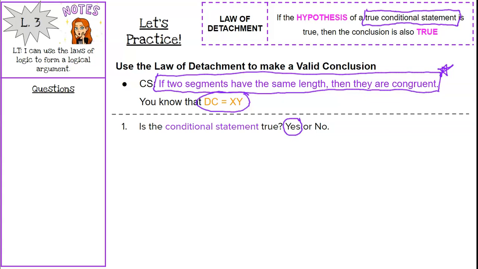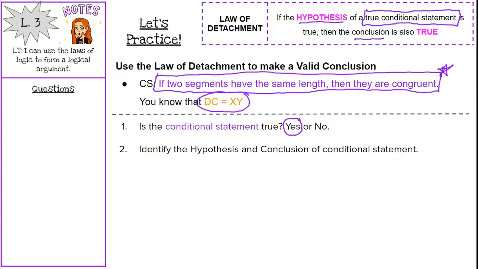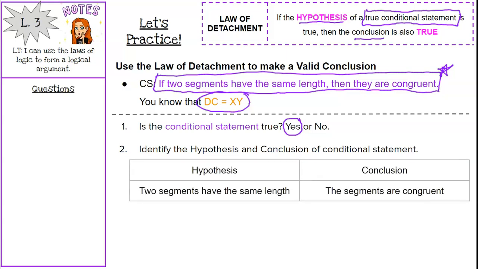So that's step one. Step two is identify the hypothesis and conclusion of your conditional statement, because both of those pieces are used. So we need to make sure we know the two pieces. Hypothesis is what comes after the if. So if two segments have the same length, our conclusion, then the segments are congruent. The last thing we need to do is make a valid conclusion.